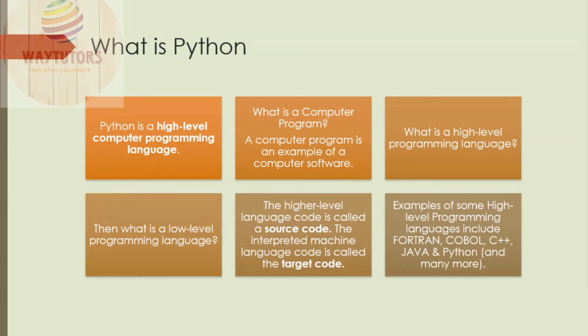We know Python is a high-level computer programming language. What does it mean then to be a high-level computer programming language? So let's break down the term high-level computer programming language. A computer program is a sequence of instructions that dictate the flow of electrical impulses within a computer system. An example of a computer program would be a computer software.